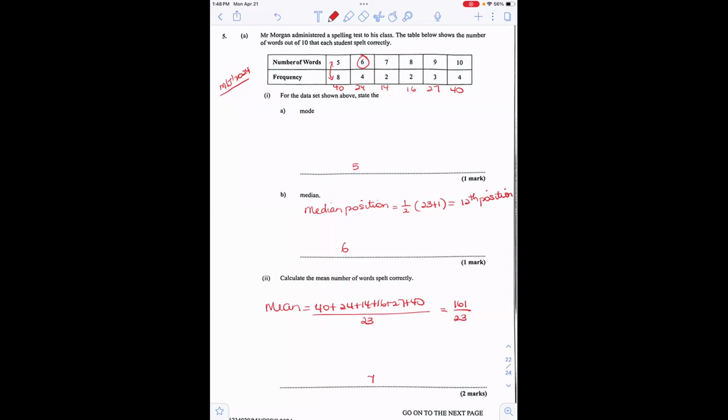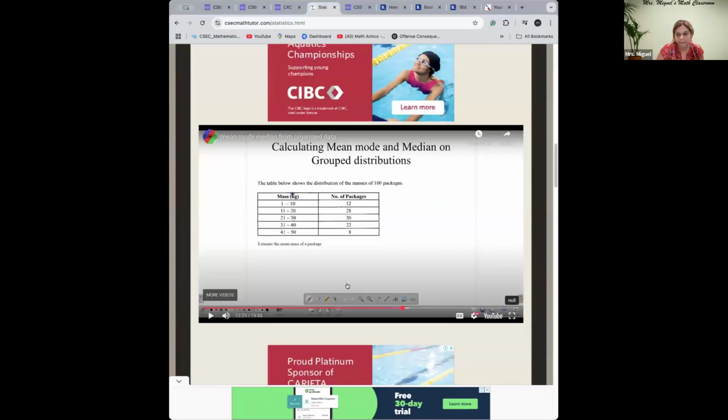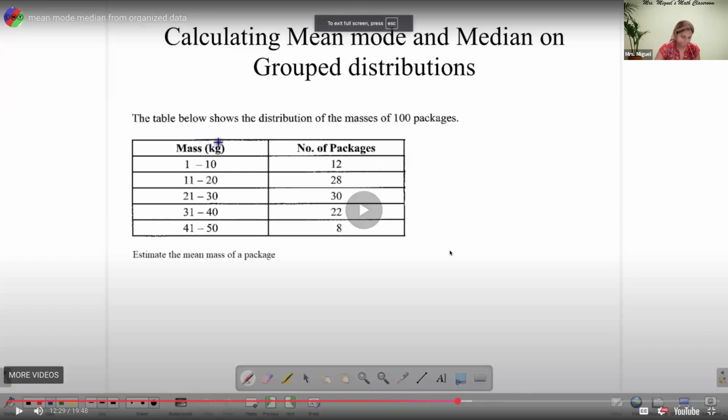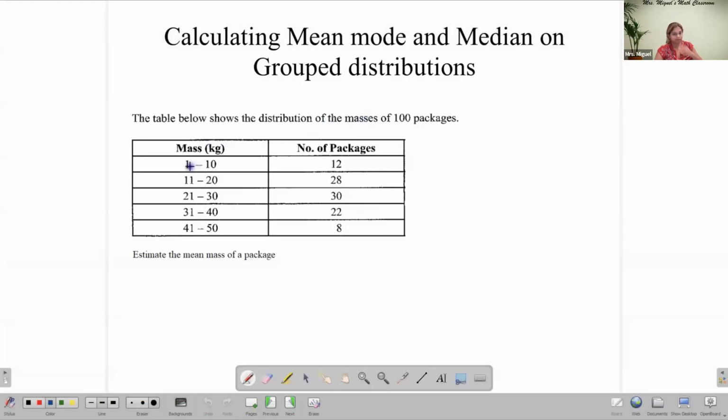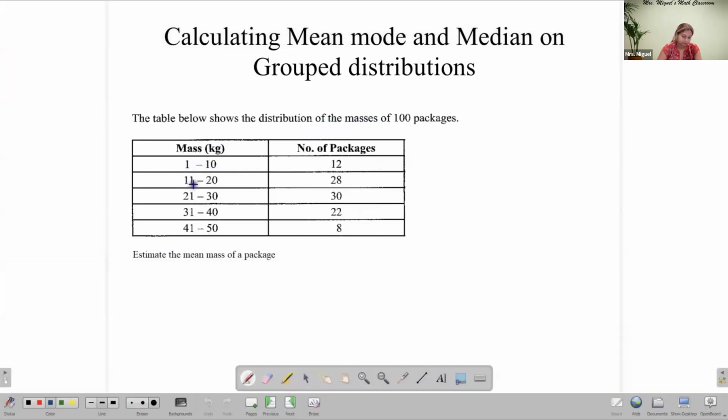Yes, miss. Right. So I don't feel they're bringing ungrouped data like that, but we still need to cover our bases. What I am interested in is this one, where the data is grouped. So let me pay attention. The table below shows the distribution of masses of packages. So we have packages measuring 1 to 10 kilograms, and there are 12 of them. Packages measuring 11 to 20 kilograms, there are 28 of them. 21 to 30, 30 of them. 31 to 40, etc. We have 22 and 8.